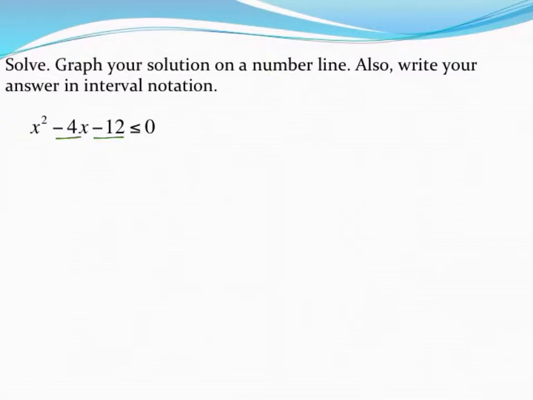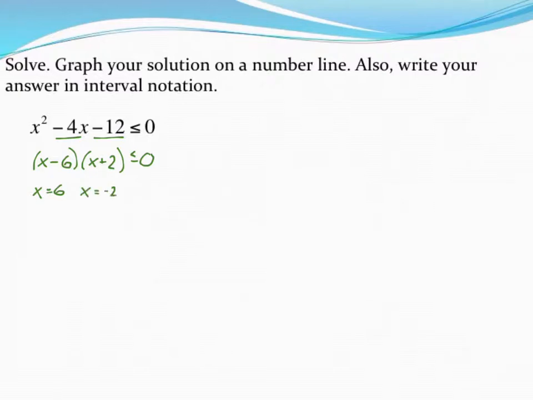Two numbers that multiply to negative 12 but add up to negative 4 are negative 6 and positive 2. So I can factor this into x minus 6 and x plus 2, sorry. Notice I had this set with 0 on the other side. We always want to have that be the case. Which means my two solutions, my two x-intercepts, are x equals positive 6 and x equals negative 2.